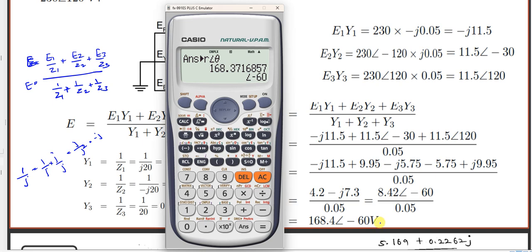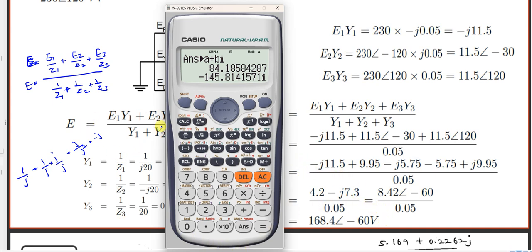So keep the answer both in rectangular and polar. If this answer is in polar and you have to put the answer in rectangular, shift complex, fourth option. Keep both, because in the scheme we don't know what form they give. Normally, if the answer is current or voltage, they will give in polar coordinates. If it is impedance and so on, you have to write in rectangular coordinates.